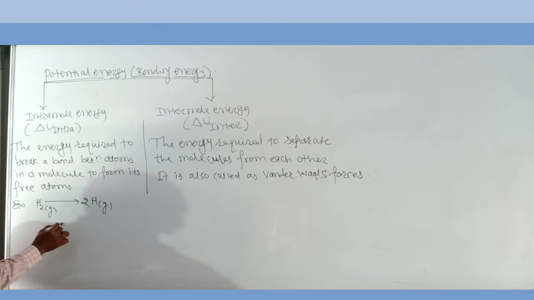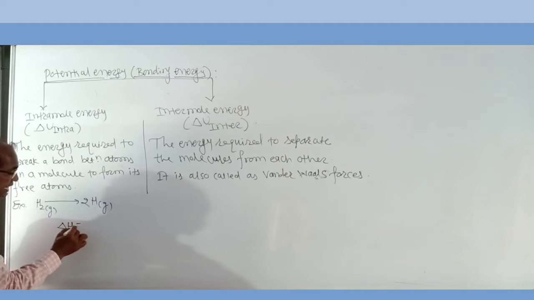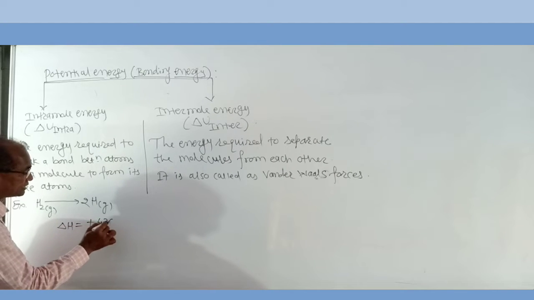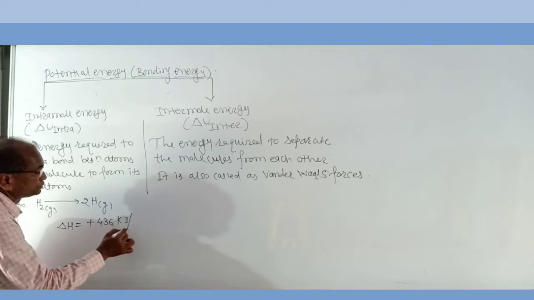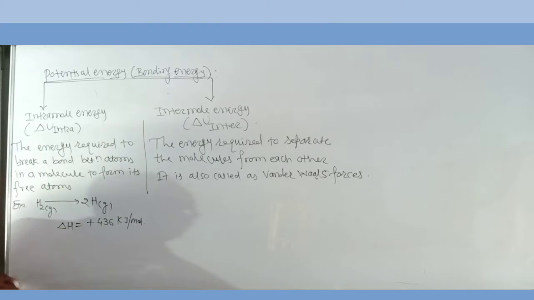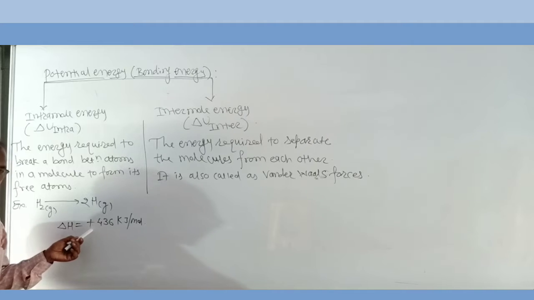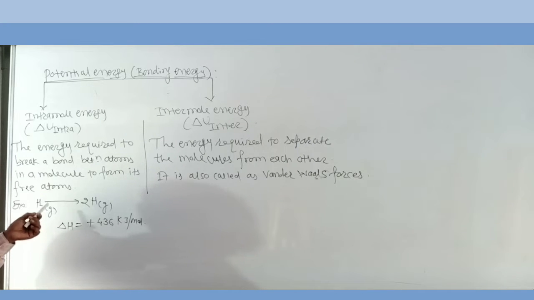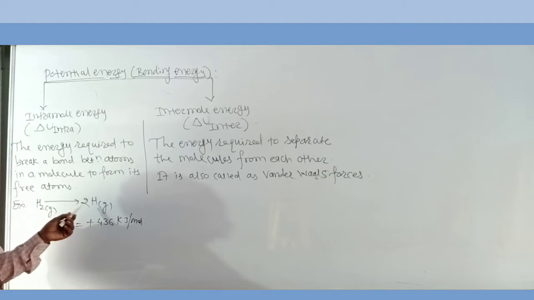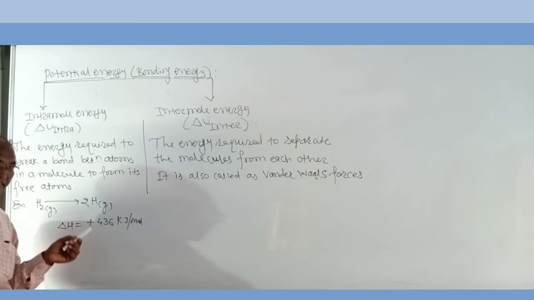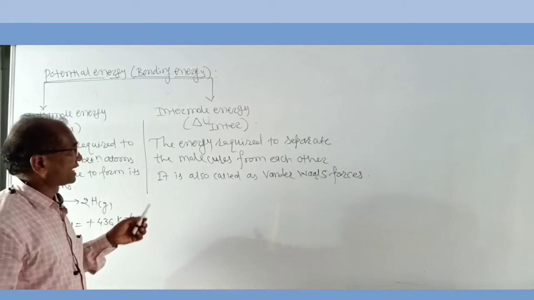The energy required, delta H, means heat or enthalpy or energy, is equal to 436 kilojoule per mole. Here the plus sign indicates that energy is required to break a covalent bond between the two hydrogen atoms to form free atoms. Therefore, this is the required energy.